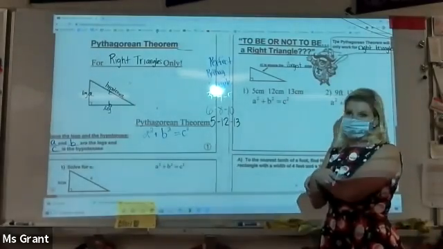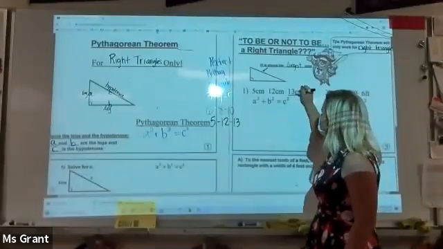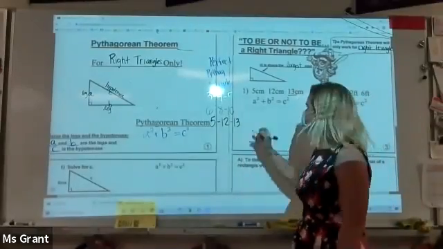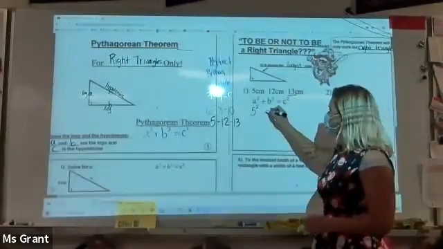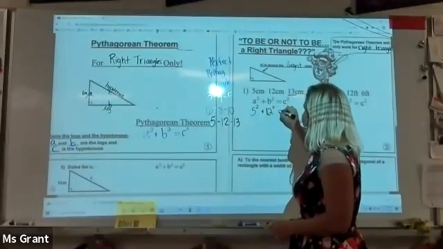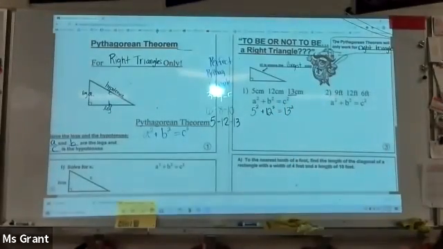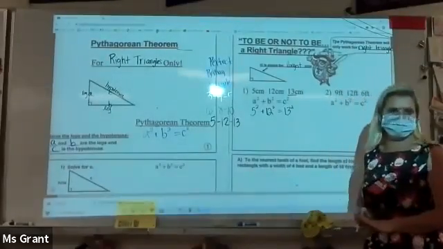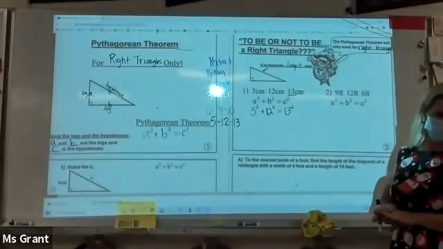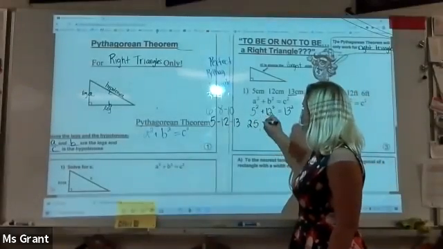So let's practice some of these. A 5, a 12, and a 13. The 13 has to be the C because it's the longest side. So it's going to be 5 squared, so we're plugging in these numbers, plus 12 squared equals 13 squared.